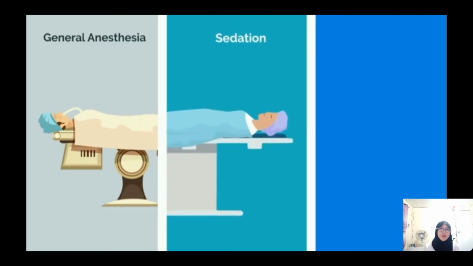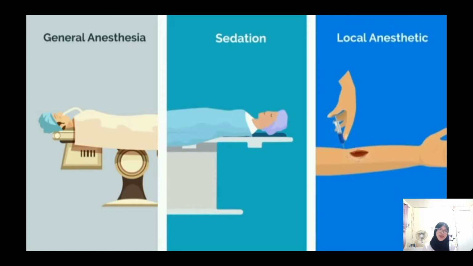Another type of anesthesia is sedation, where the patient is deeply sedated and often doesn't remember the procedure. And another type is the local and regional anesthetic. It doesn't interfere with the patient's consciousness, but rather numbs the area that the surgeon will be working on.